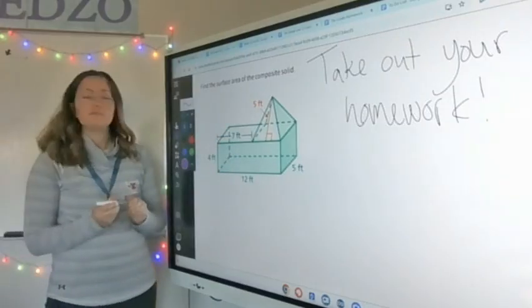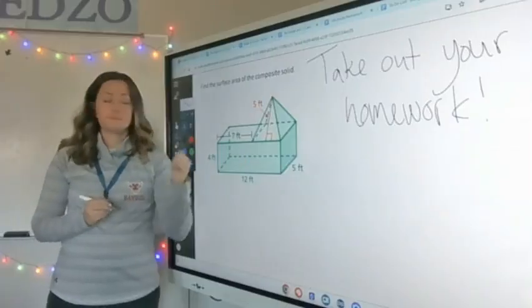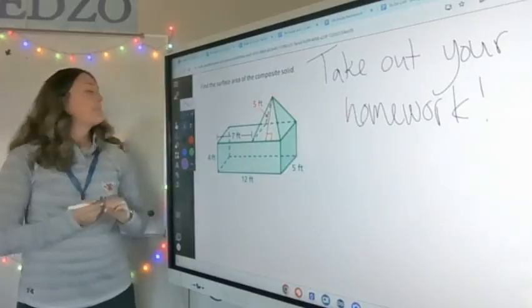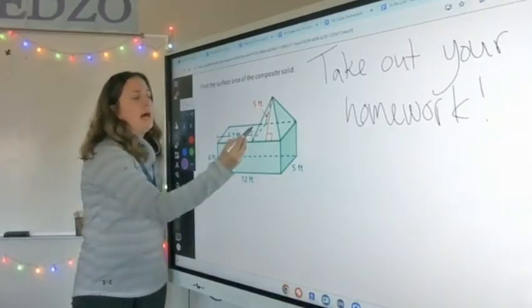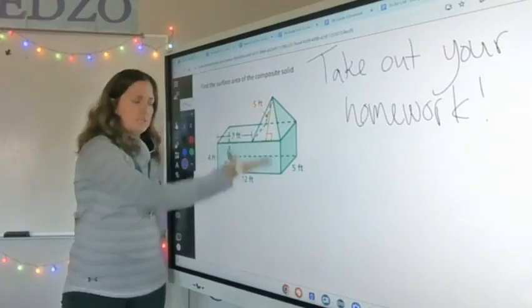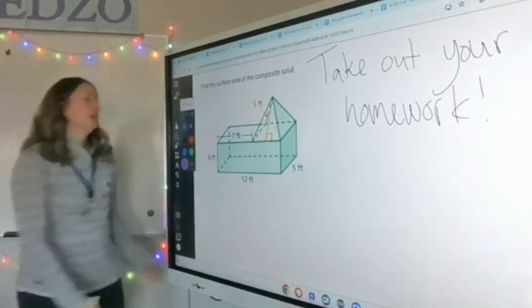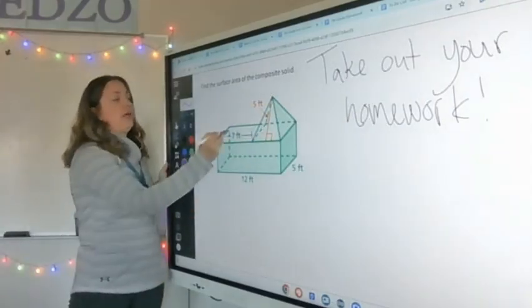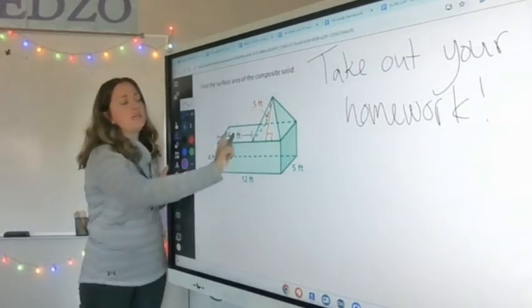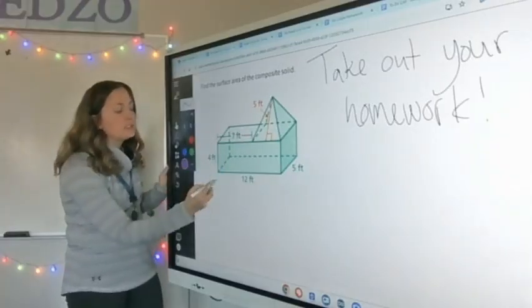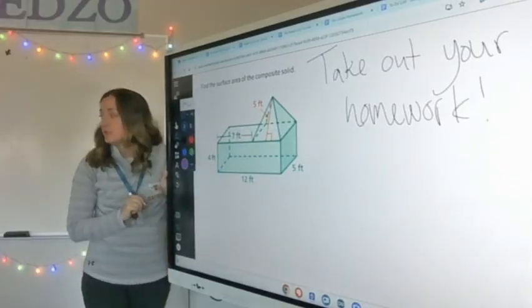The pyramid is on top of the rectangle, so you can't really do the full top, but you can still do that 7 feet part. You can't do the full top because this part is touching, and thinking of the pyramid too, you don't include the base. So let's start first with our rectangular prism. Even though you don't have the full top, we're still going to start with our formula. What's that formula?